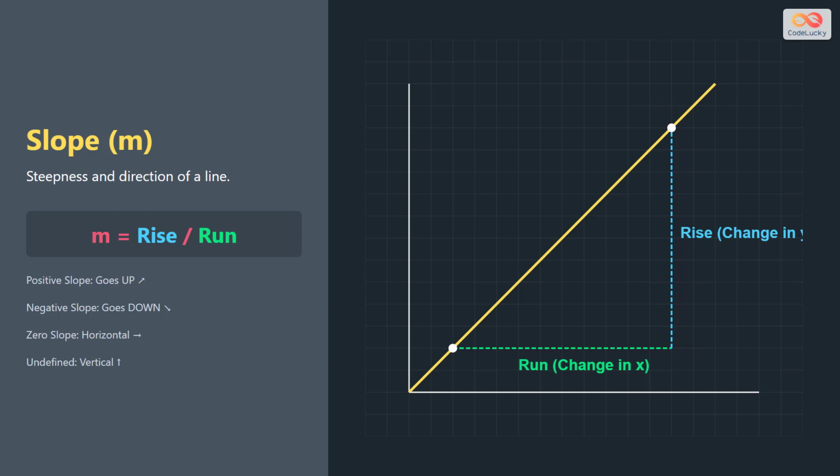One of the most important concepts is slope, often represented by the letter m. Slope measures the steepness and direction of a line. We calculate it as rise over run, the change in vertical distance divided by the change in horizontal distance. A positive slope goes up and a negative slope goes down.